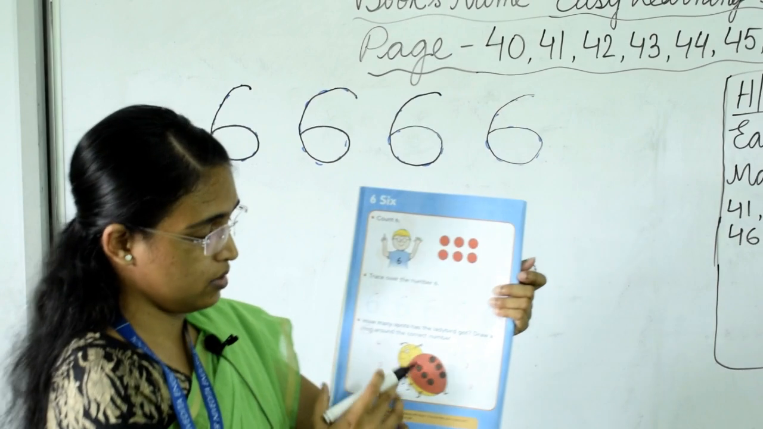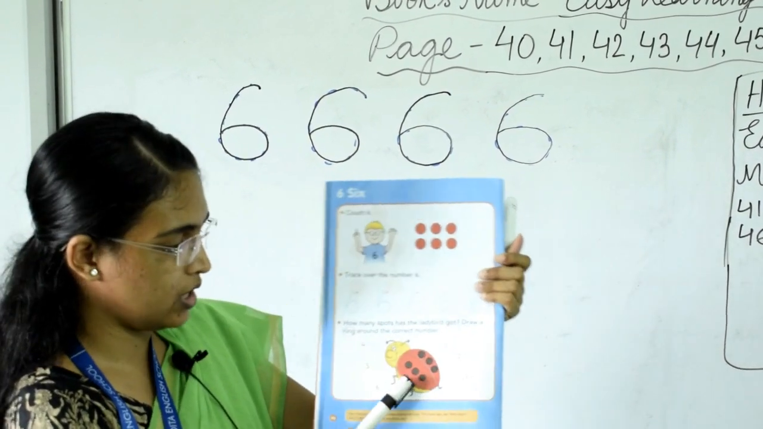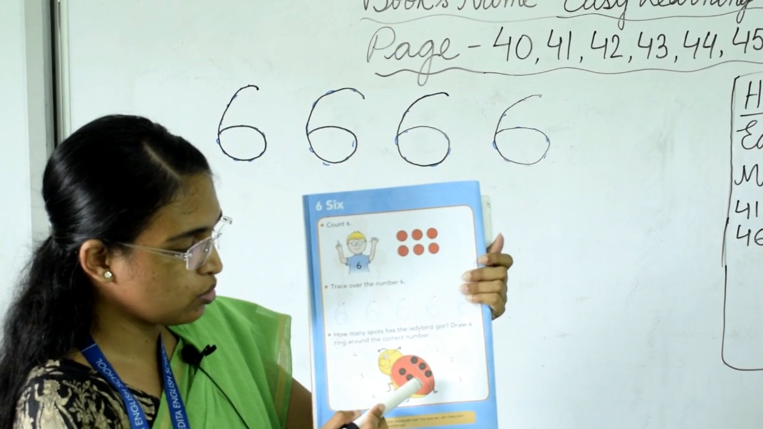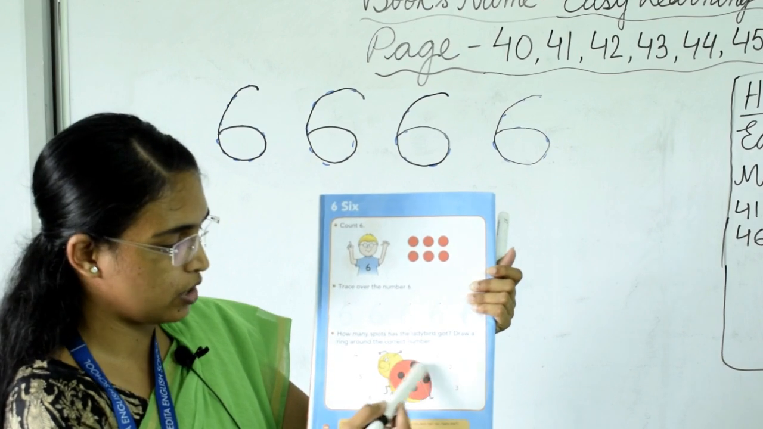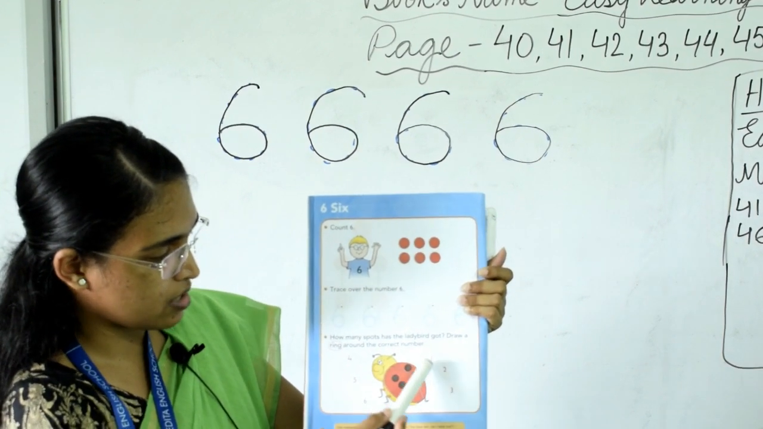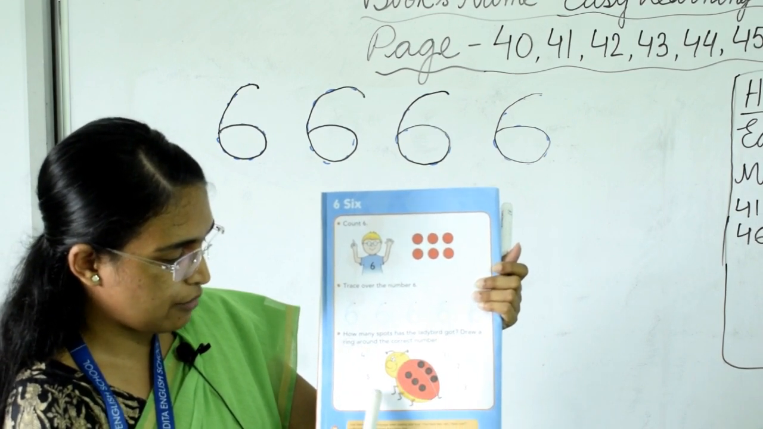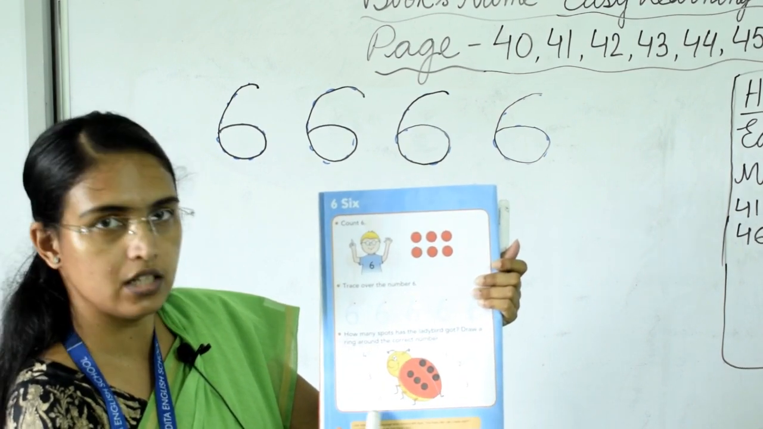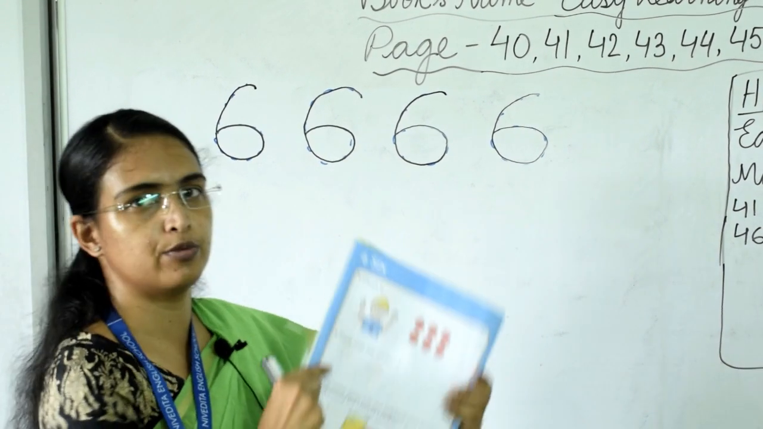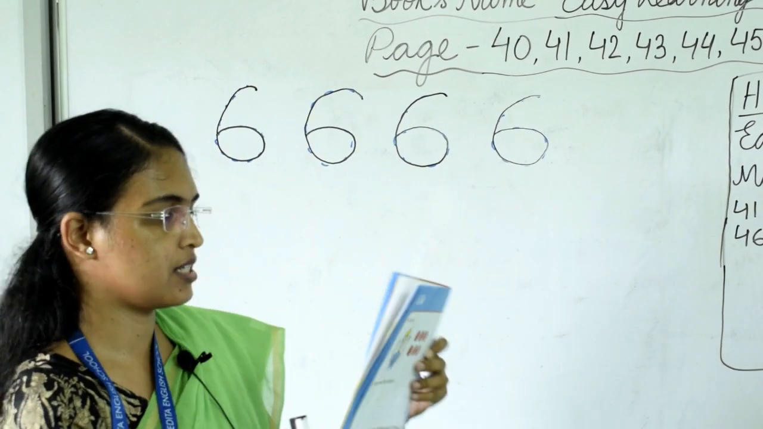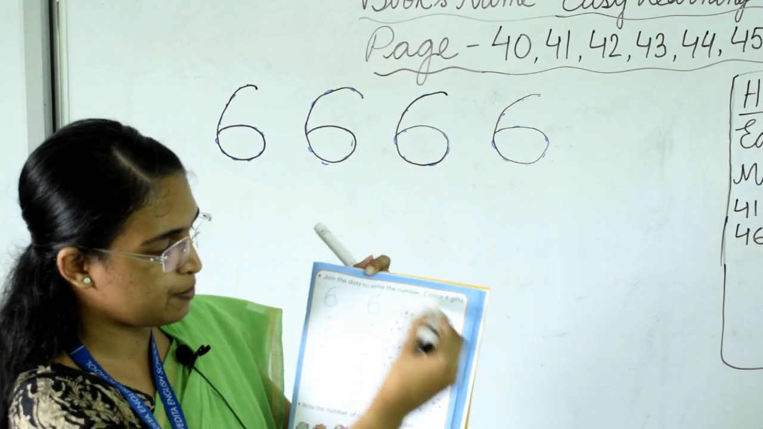Now here, what we have to do is count all these black spots. Let's count: 1 2 3 4 5 6. There are 6 black spots, right? So where is 6? 1 2 3 4 5 6. Here it is. So you have to circle the number 6. Okay, now which number comes after 6? Yes, 7. But before that, you have to do this page also.